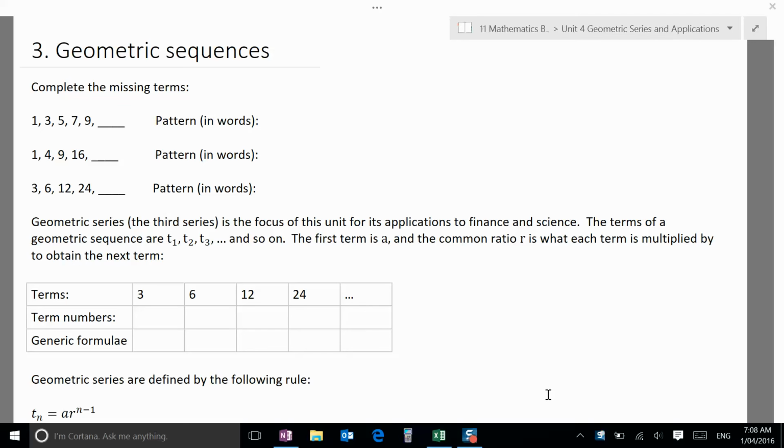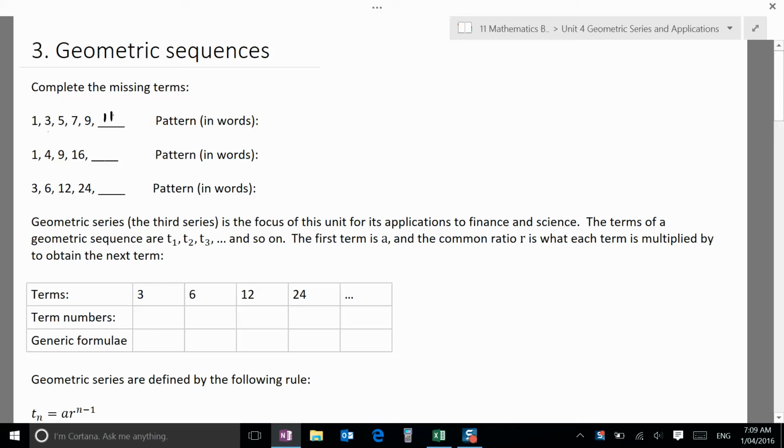This is the first lesson on geometric sequences. I guess the way I'll introduce this is just look at a few sequences and we'll see if we can complete their missing terms. So let's look at this first sequence: 1, 3, 5, 7, 9. You should be able to hopefully guess that the next term is 11.